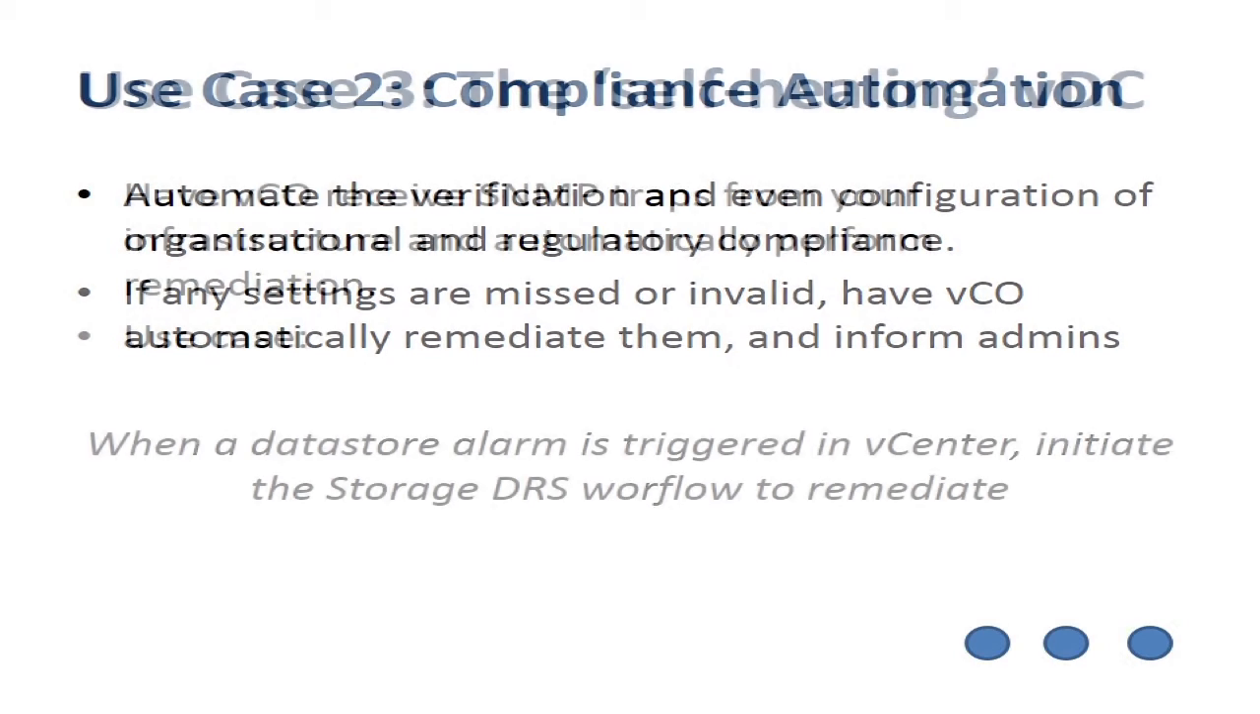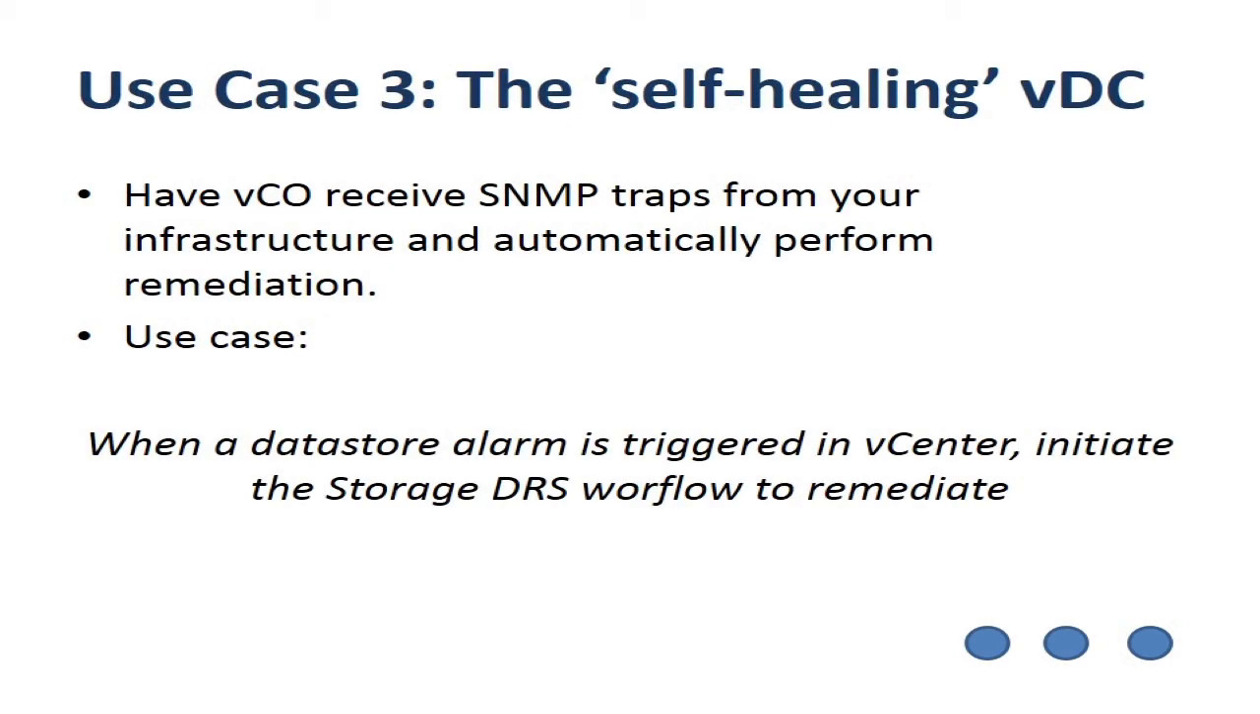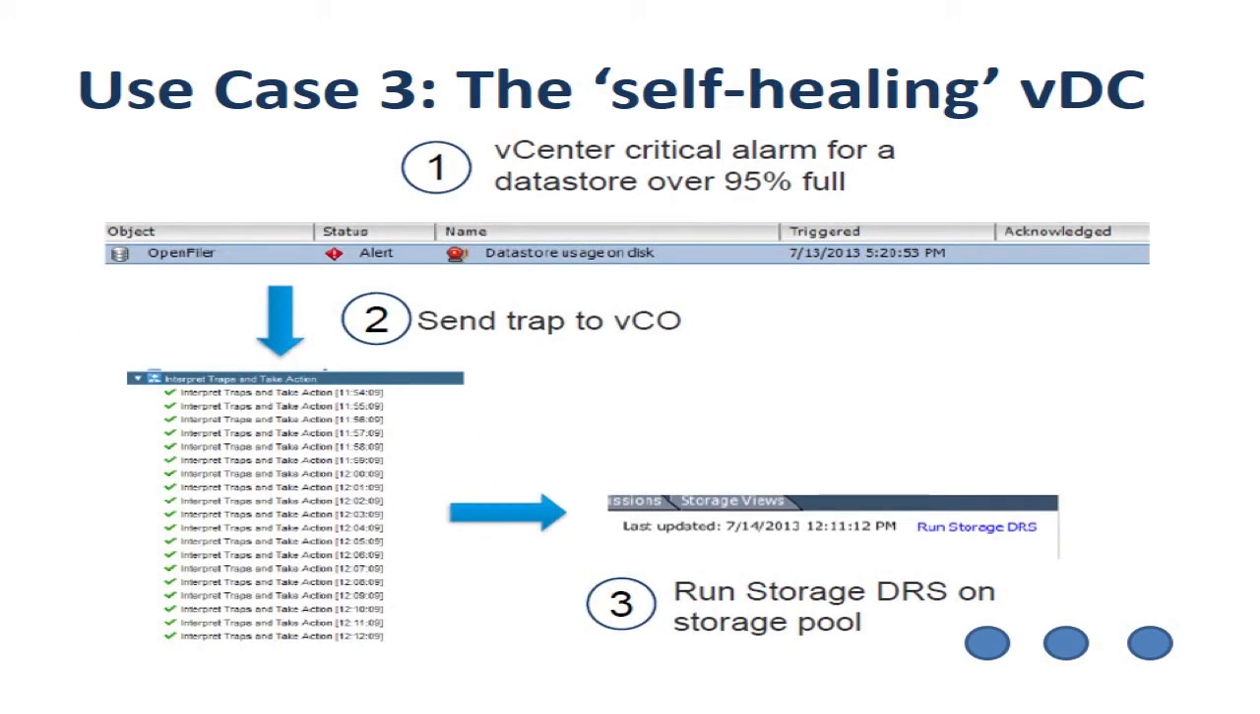The last use case that I'll talk about is this concept of a self-healing virtual data center. So you can actually configure VCO to receive SNMP traps from your infrastructure monitoring tools like Operations Manager, and it can automatically perform remediation. So a typical use case, if a data store alarm is triggered for vCenter, you want to initiate the storage DRS workflow to remediate it. So here's the concept of it. The alarm is triggered in vCenter, the trap is sent to VCO, and then you want to trigger the storage DRS process in order to remediate that storage pool.